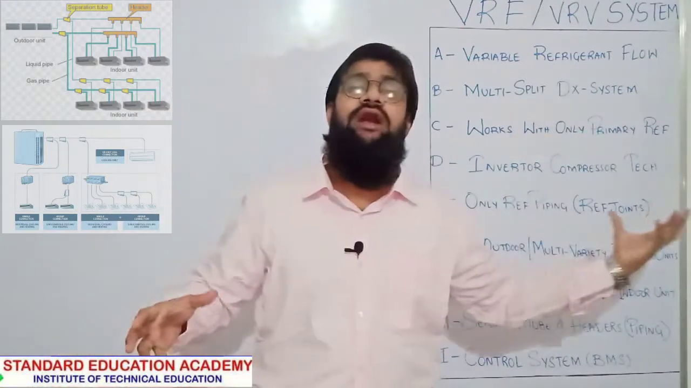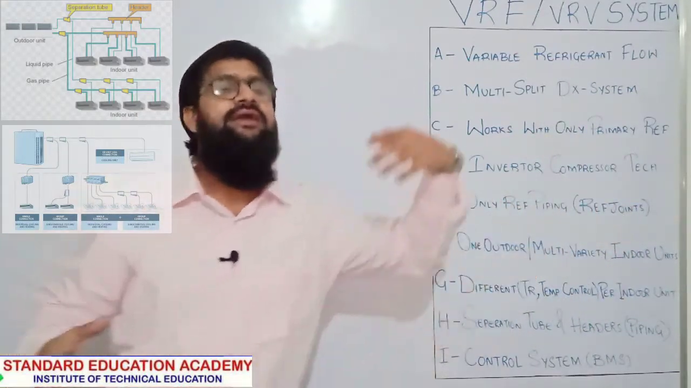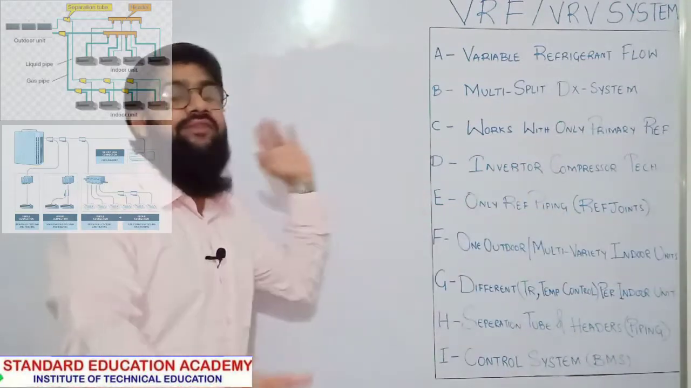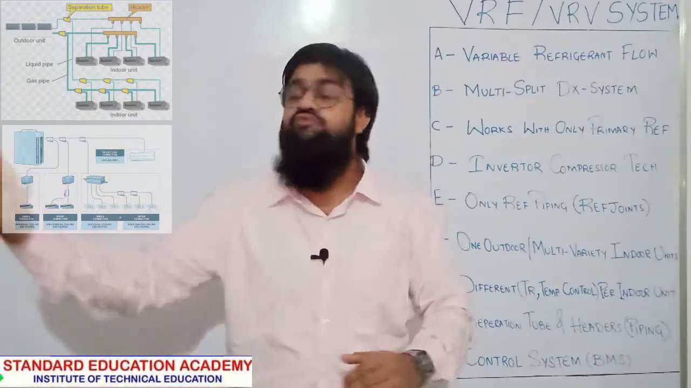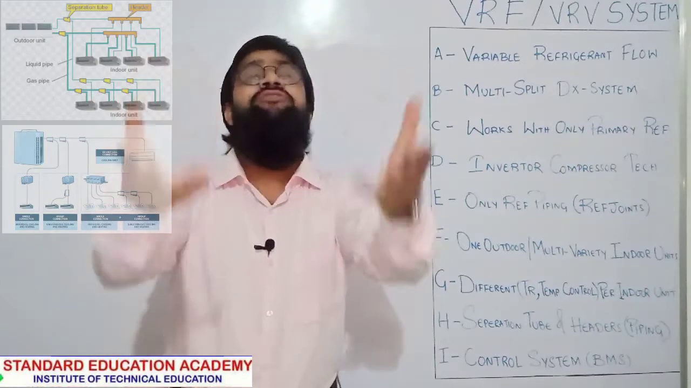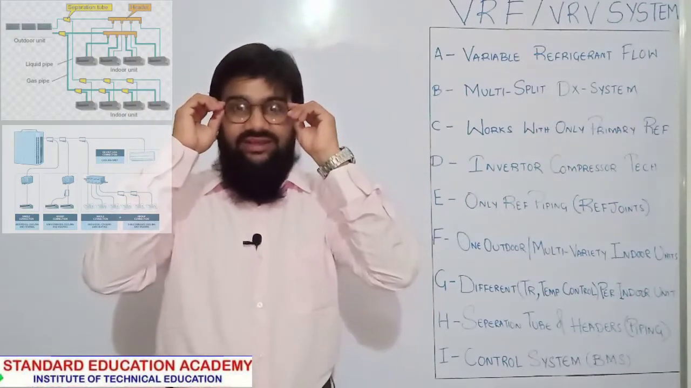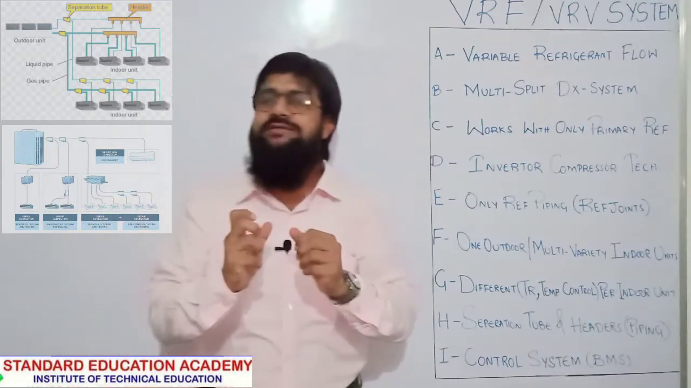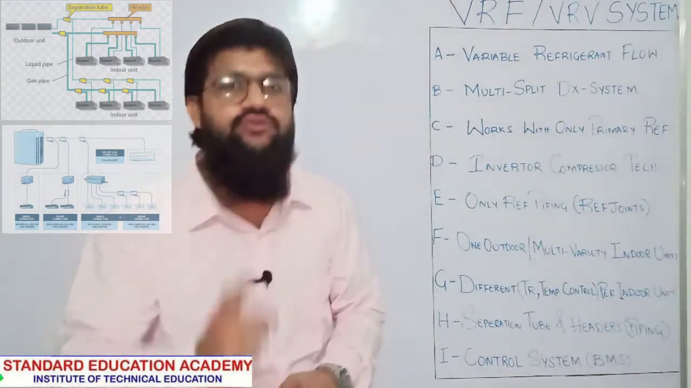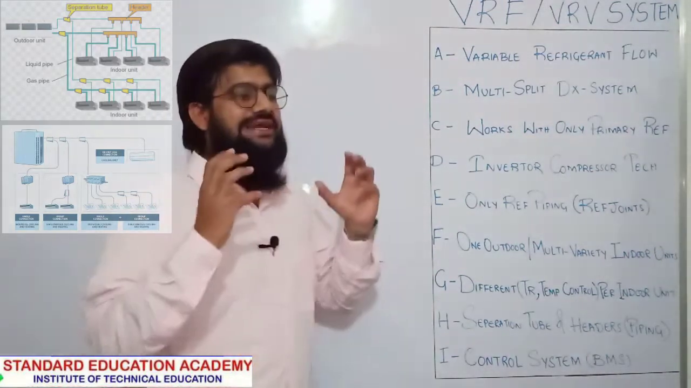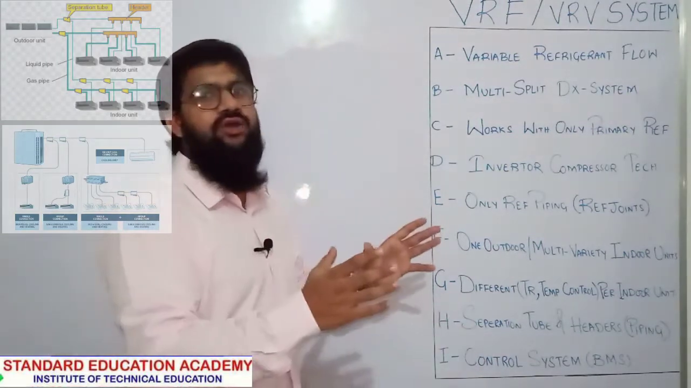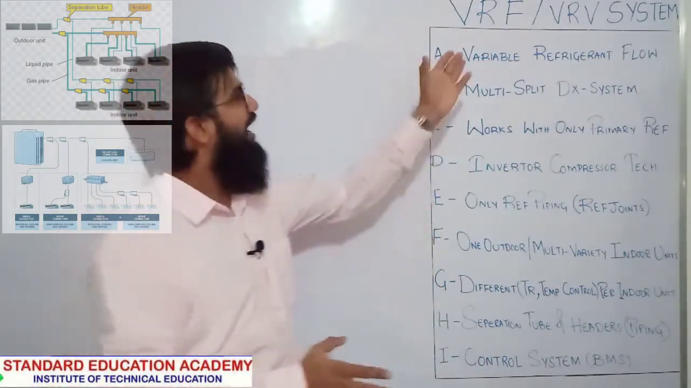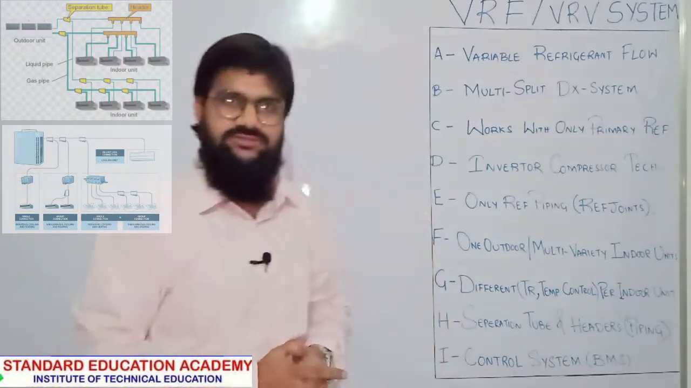You will find one IDU with 0.75 TR, the other room will be 1 TR, the other room will be 1.5 TR, the next room can be 2 TR, and with different CFMs. Understanding? Okay, that's the perfect advantage of using a VRF VRV system. We can design different rooms as per the requirement with the help of VRF VRV systems.